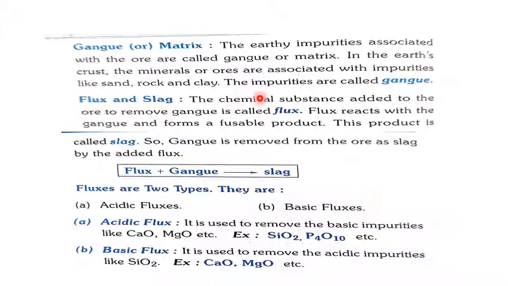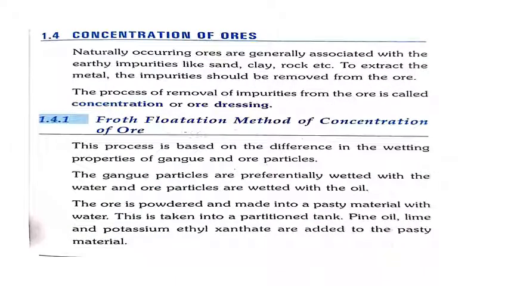We discussed different terms. One is mineral, ore, gangue or matrix. Next, flux and types of flux, acidic fluxes, basic fluxes. Next, also slag. Okay, next we discuss concentration of ores. What does concentration of ore mean?